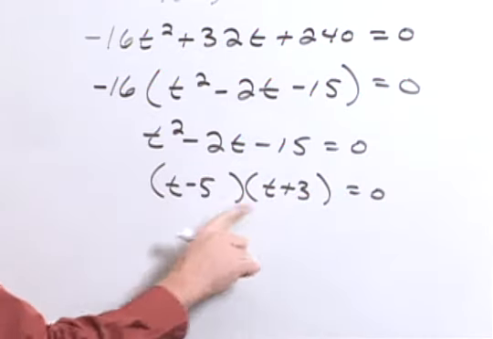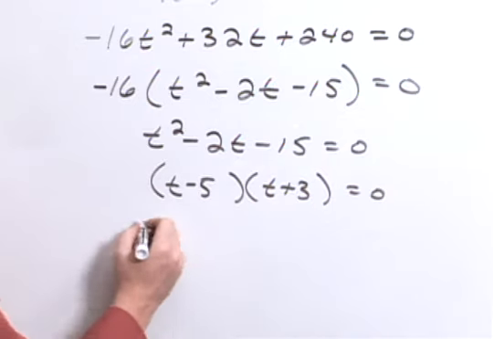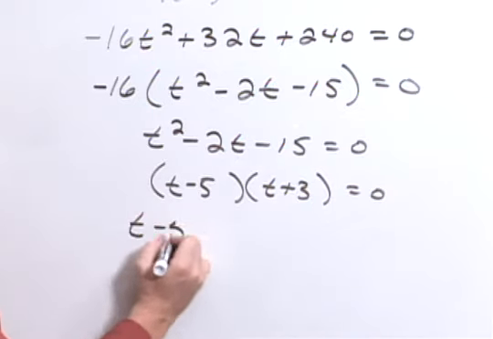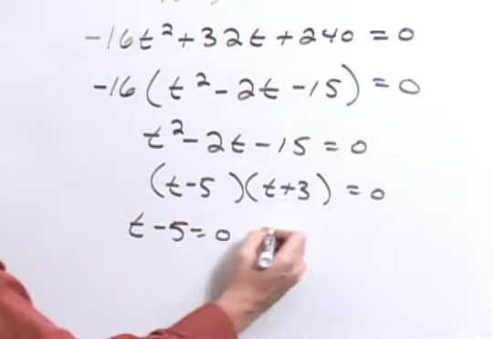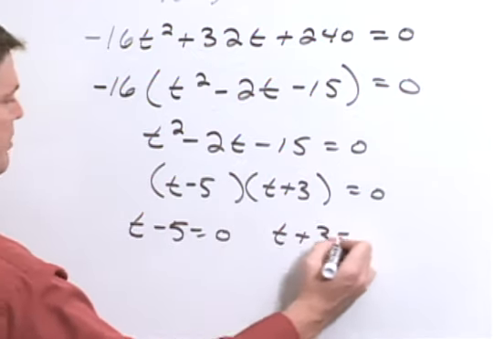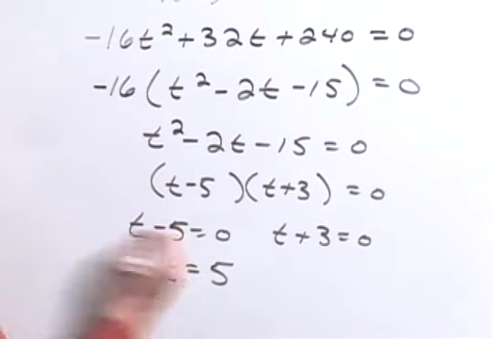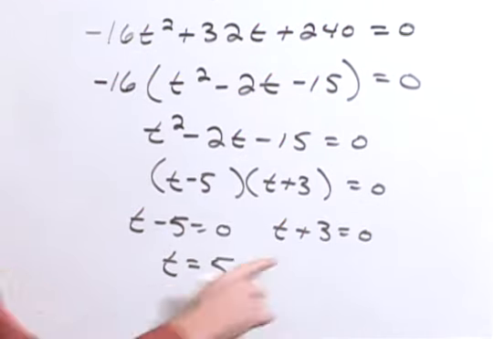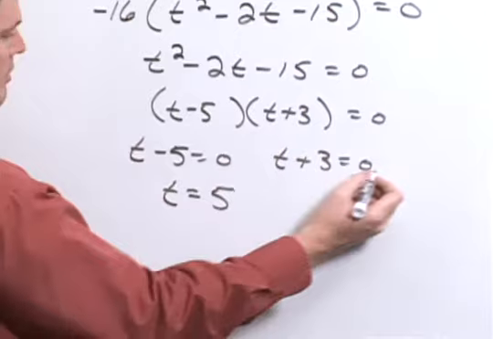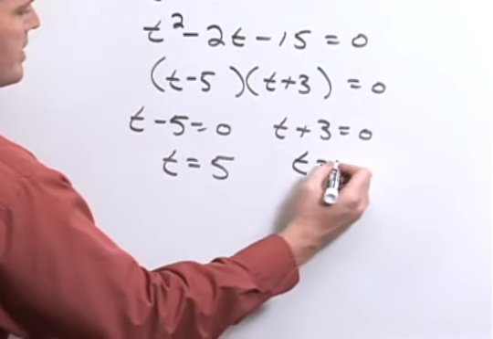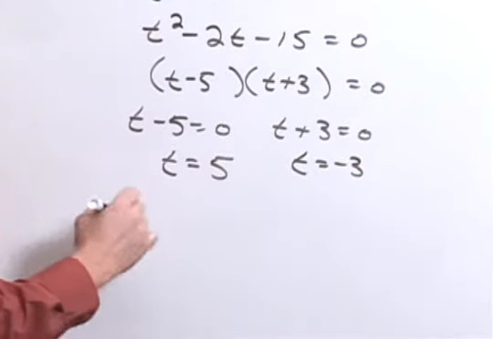With two factors, I can set each of those factors equal to 0. The left factor, t minus 5 equals 0, and the right factor, t plus 3 equals 0. Adding 5 to both sides, I get t equals 5. On the right, subtracting 3 from both sides, I get t equals negative 3.